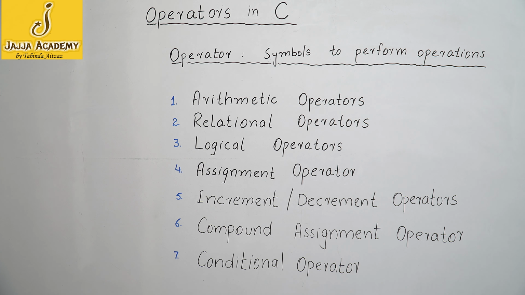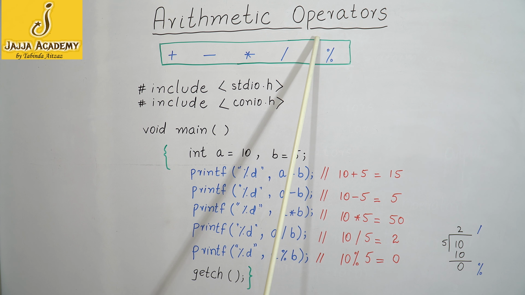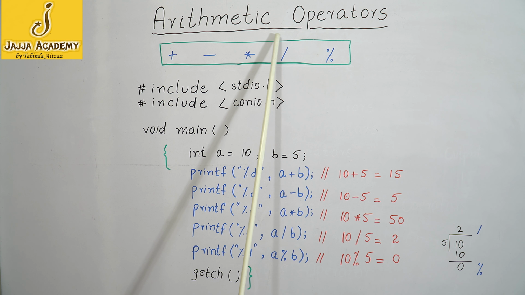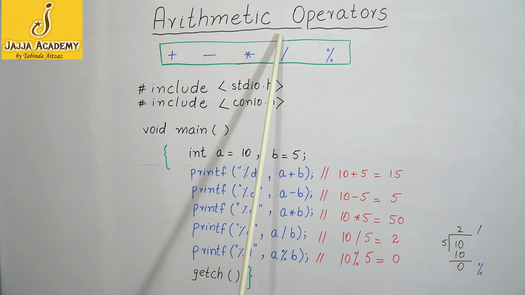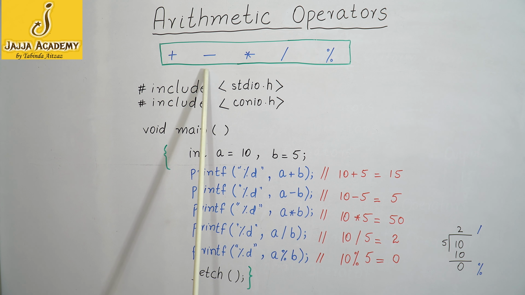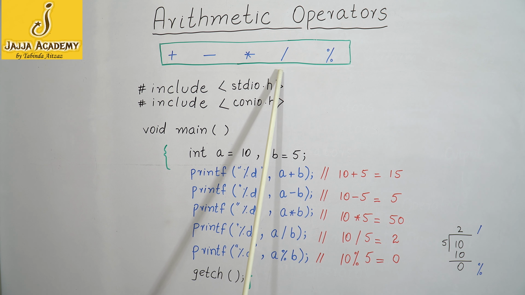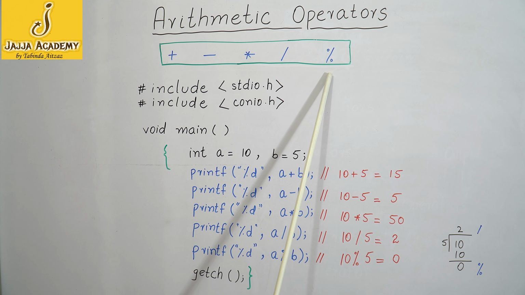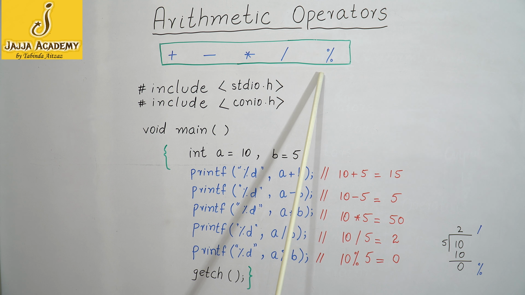Let's discuss arithmetic operators. The arithmetic operators are used to perform mathematical operations on data. These are simple mathematical operations such as plus, minus, multiplication, division and remainder operator. Remainder operator is also known as modulus operator. Let's discuss arithmetic operators with the help of a C program.